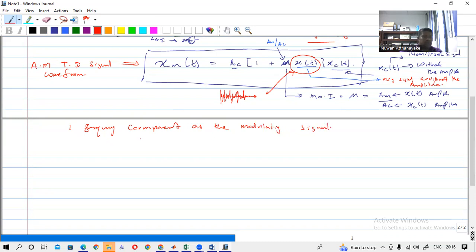What does one frequency component mean? It should be a basic signal, a sinusoidal signal. So if you use a sinusoidal signal as the modulating signal, or information signal xt, it will be like cos omega m t. This is a sinusoidal, basic signal, and only one frequency component is there. So we can say that only one tone is there.